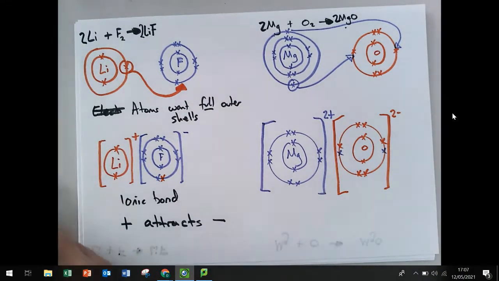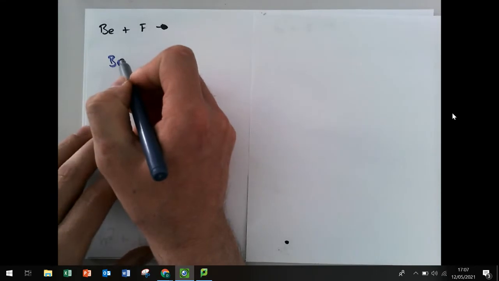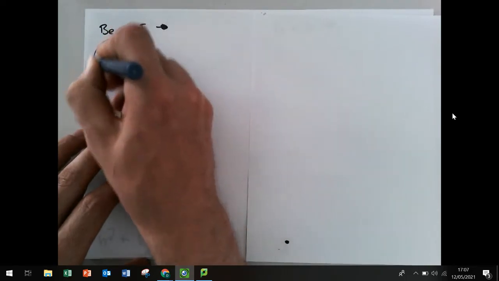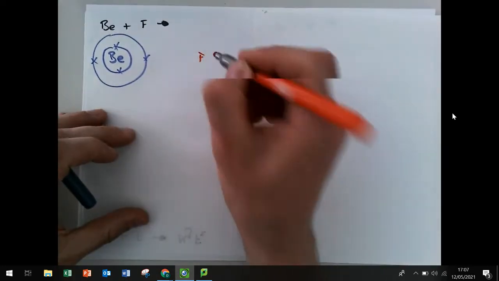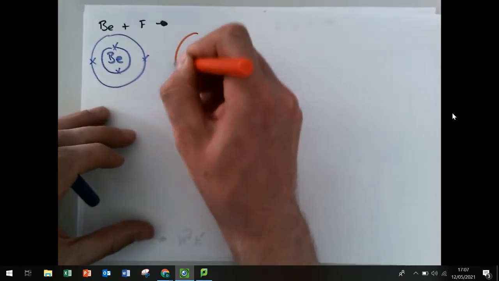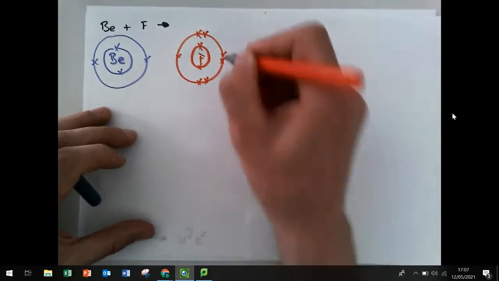Okay, let's do 2 slightly harder examples now. So the first one is beryllium plus fluorine. Pause the video now and work out how this will bond. So beryllium, when I look at my periodic table, I see that it has 4 electrons. So it's going to have 2 in the first shell. It's going to have 2 in the second shell. Fluorine has 9 electrons, looking at my periodic table. So it's going to have 2 in the first shell, and it's going to have 7 in the outer shell.